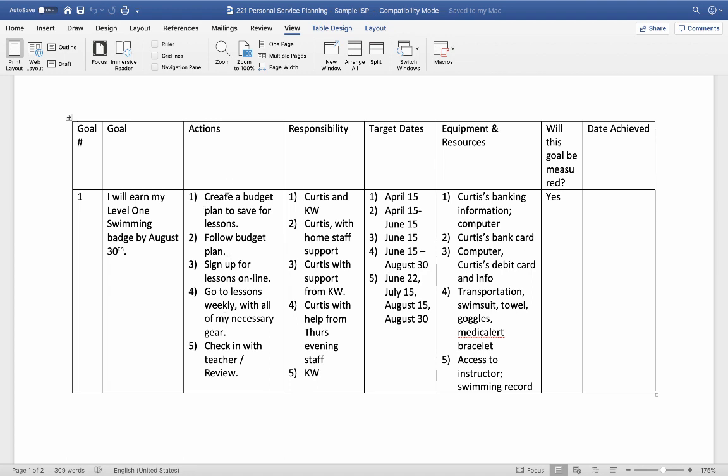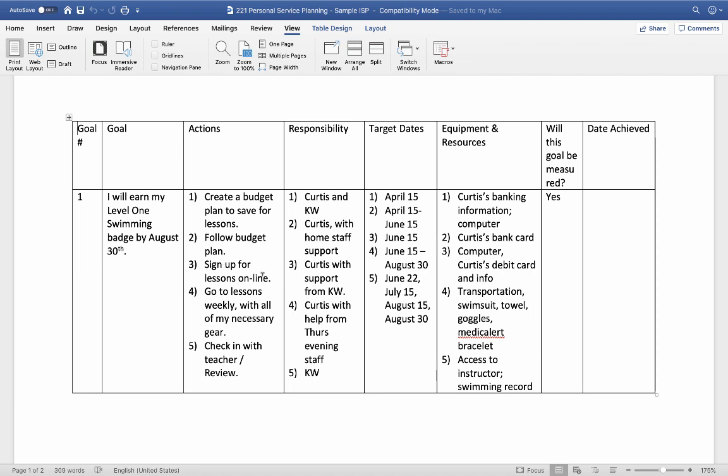The first one I did is create a budget because I wanted to remember that money is going to be required here. The person is going to need to save for these lessons. And a lot of folks forget that step. It might be also important for you to incorporate things into a person's busy schedule or to arrange transportation. And I need to follow that budget.